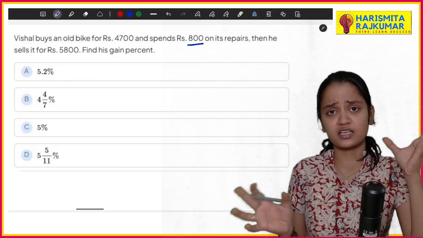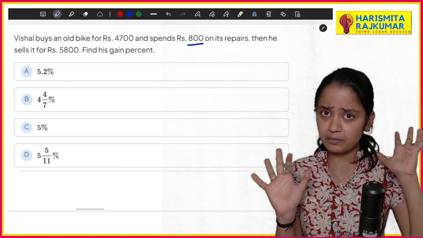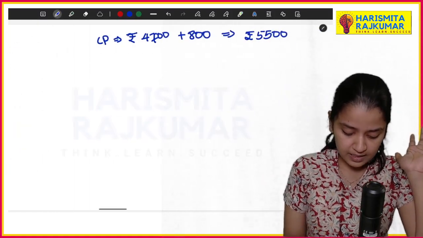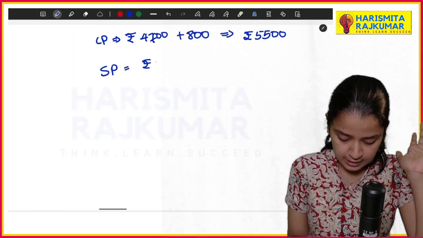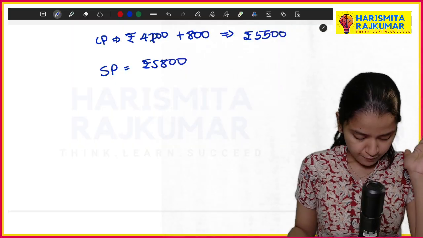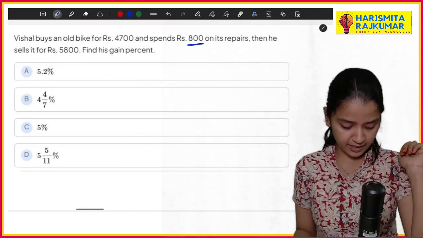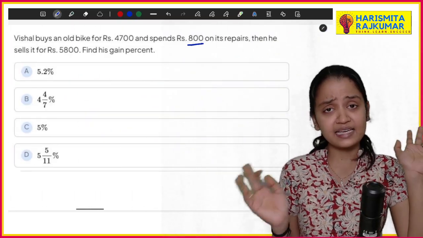This is my cost price, because I'm buying it, I am keeping it and I'm selling it. Now the selling price will be rupees 5,800. Rupees 5,800 is my selling price. Now they have given the gain itself.